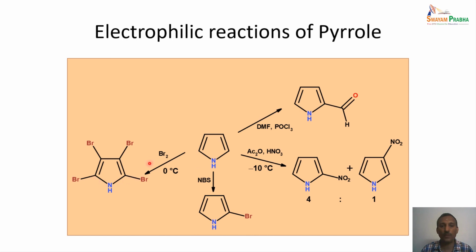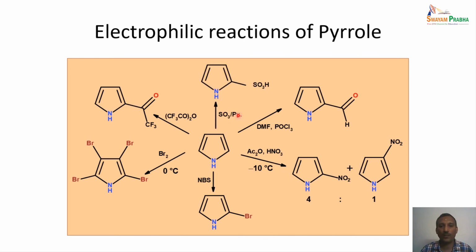This is what I mentioned earlier: by controlling the reagent used for the reaction, we can selectively make the 2-bromo derivative or the polybromo derivative in the case of pyrroles. And the reaction with triflic anhydride gives the corresponding acylated derivative, and sulfonation using sulfur trioxide and pyridine gives the 2-substituted derivative.